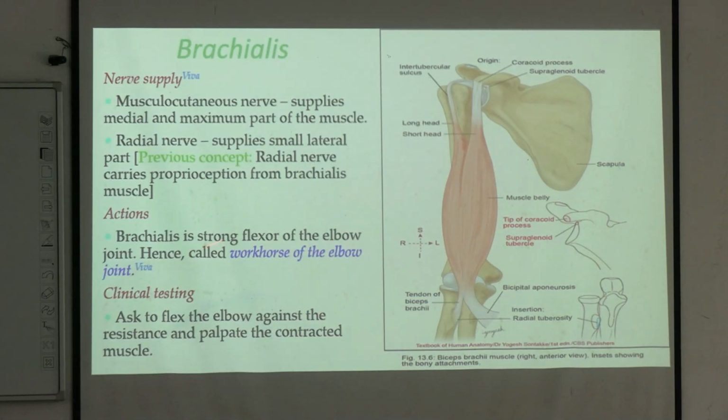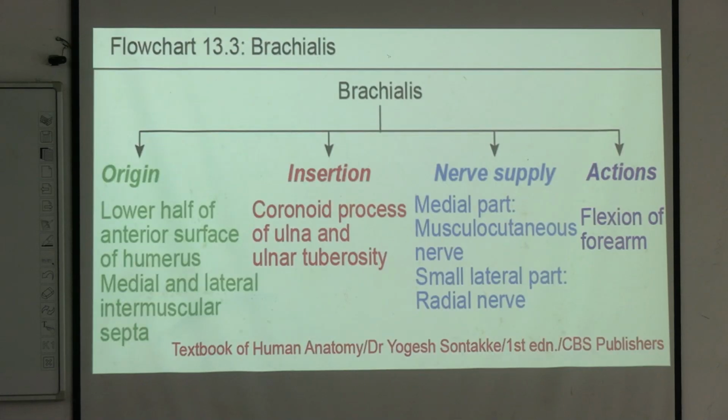Action: brachialis is the strong flexor of the elbow joint, and hence is called the workhorse of the elbow joint. The main flexor of the elbow joint is brachialis, not biceps. Biceps is also a supinator. Clinical testing: ask to flex the elbow against resistance and palpate the contracted muscle.